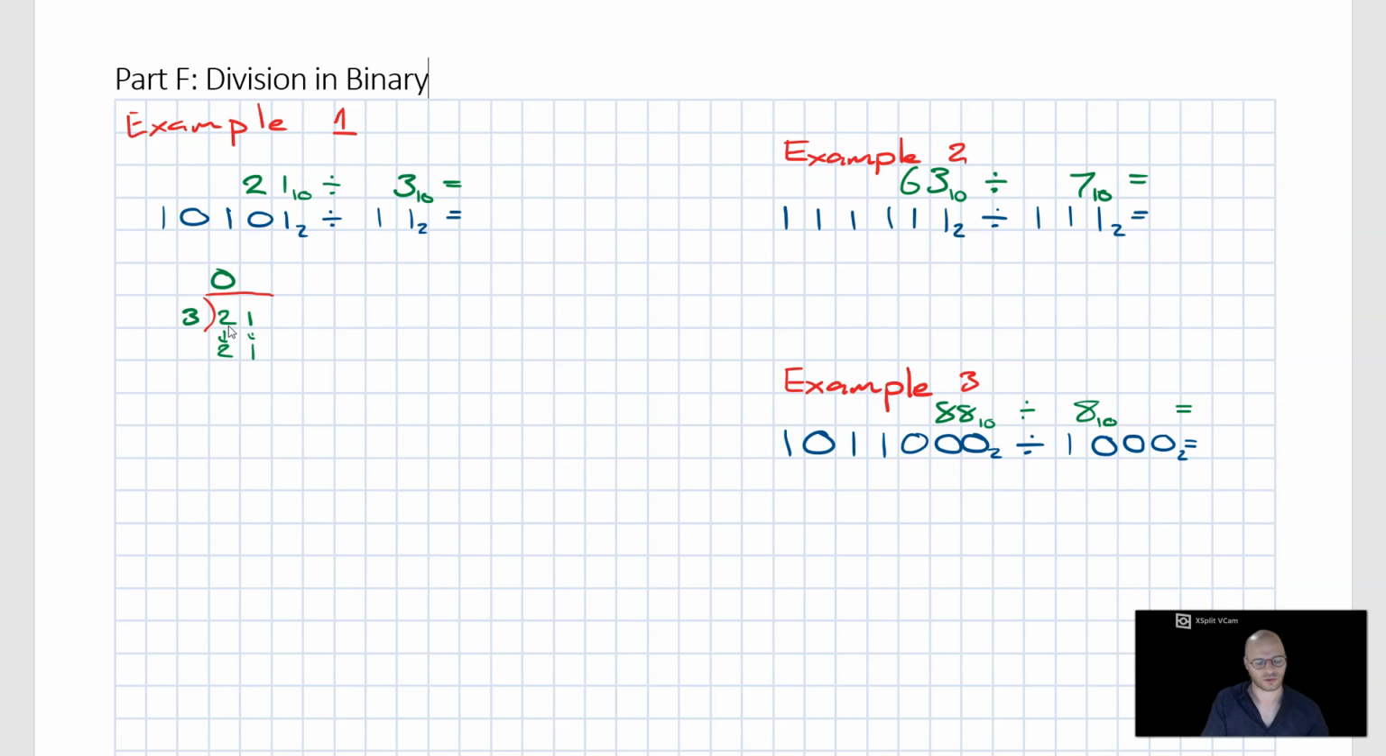Now we ask ourselves, does 3 fit into 21? And if so, how many times? And the answer is, well, 3 fits into 21 7 times. So we're going to write 7 up here, and then we're going to write 21 down here. Go for some subtraction, and then we're going to get 0, 0, and thus we're done. So the answer of 21 divided by 3 is 7 base 10.